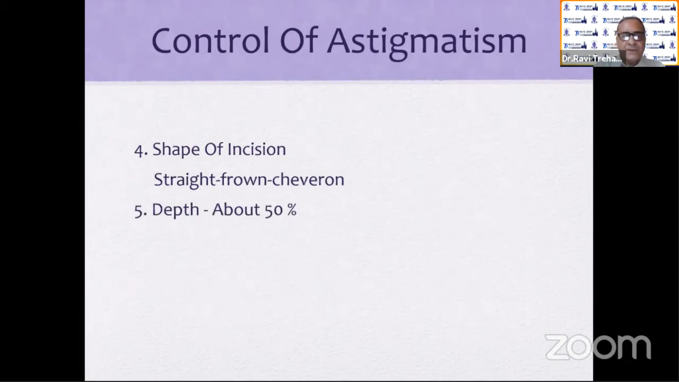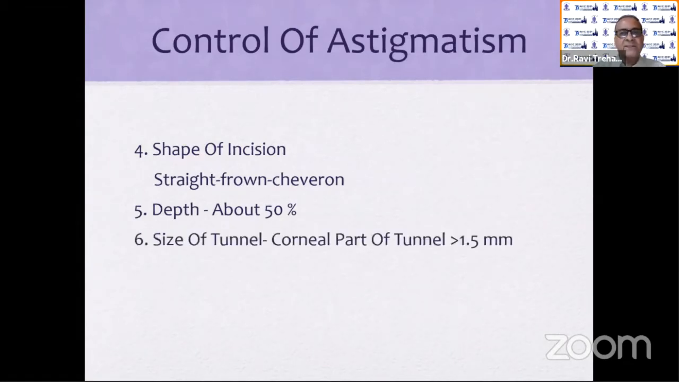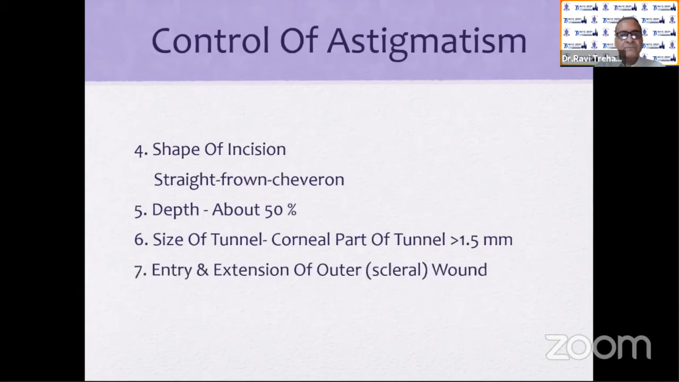Depth: it should be 50%. Less than that or more than that is a problem: less will cause buttonholing, and if it is more than 50%, premature entry chances will be there. Size of tunnel: the corneal part of the tunnel should be more than 1.5. If you want to keep the astigmatism under your control, then you have to have more than 1.5 millimeter of corneal part of the tunnel.